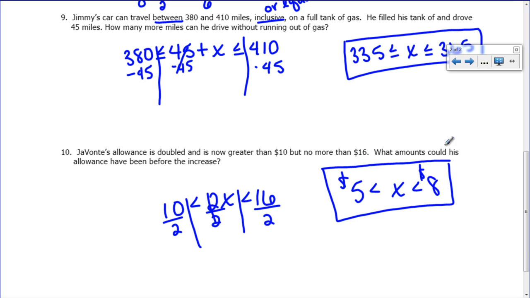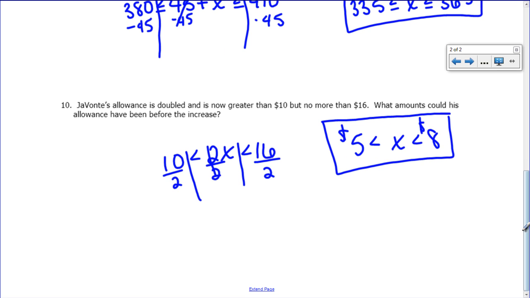So there are inequalities. You're going to practice this now and see how you do, and then hopefully you can be ready for your exam.